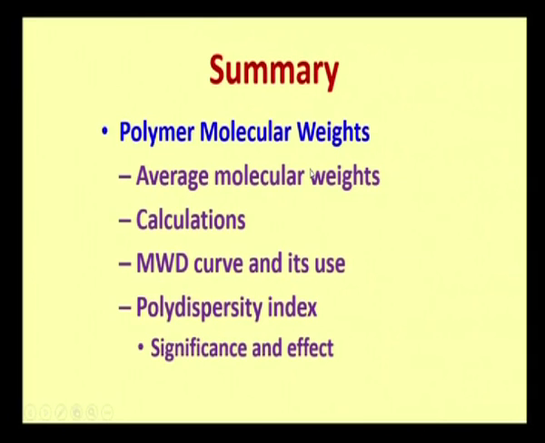Now, today we have seen the molecular weight of the polymers, particularly average molecular weights, the different types of average molecular weights, and how they are calculated. We have also seen the molecular weight distribution curve and its use. We have defined the polydispersity index, and the significance and effect of PDI on the polymer properties have been seen today. Here are a few questions.